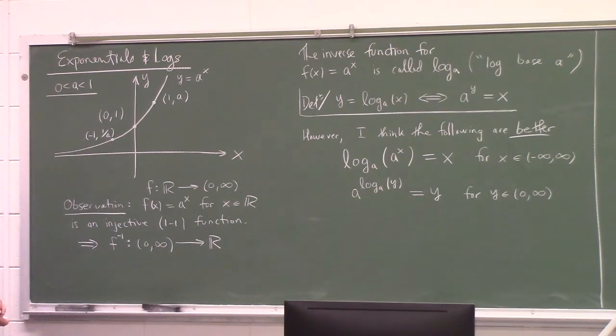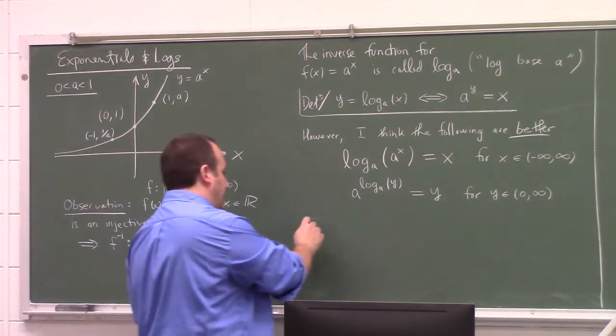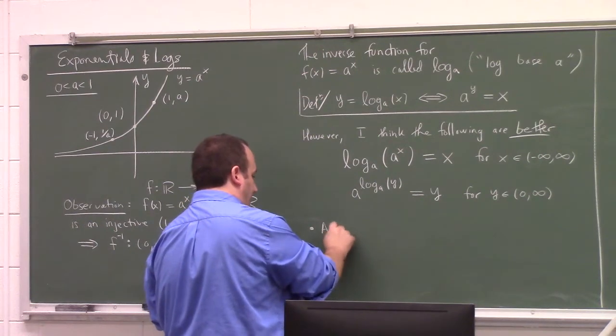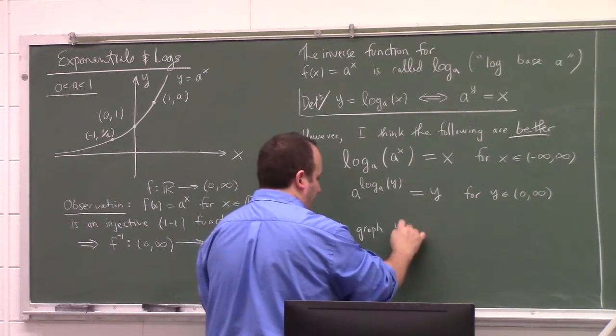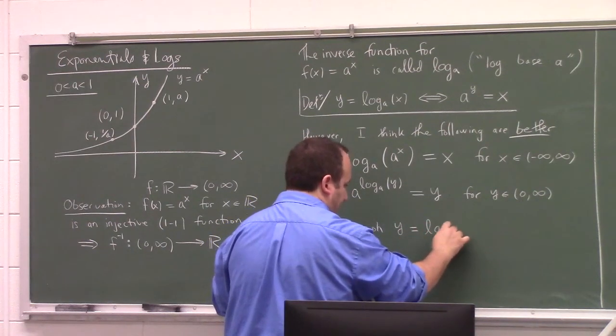So let's see here. Can we put a retroactive addition to the graph I started the lecture with? So let's add the graph of y equals log base a of x to the graph. What would that look like?